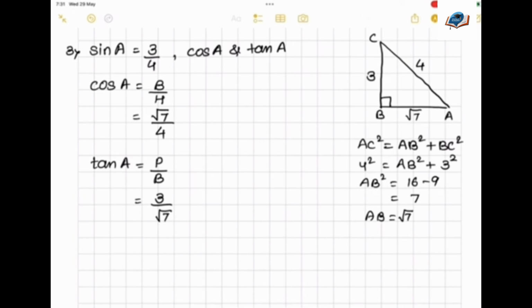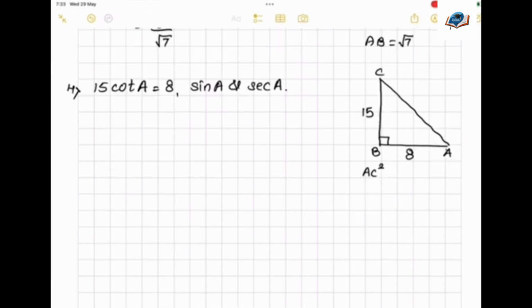Now the fourth one says 15 cot A equal to 8, find sin A and sec A. So here, cot means base upon perpendicular. Base is 8 and perpendicular will be 15. So using Pythagoras theorem, AC square equals AB square plus BC square, that is 8 square plus 15 square. So 8 square means 64 plus 225, 289, which is equal to 17 square. So AC equals 17.